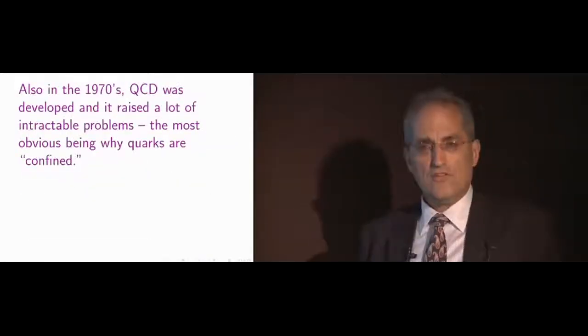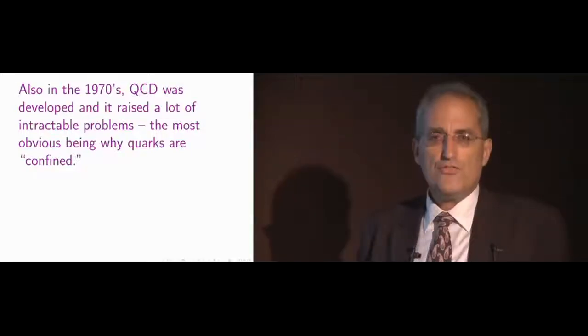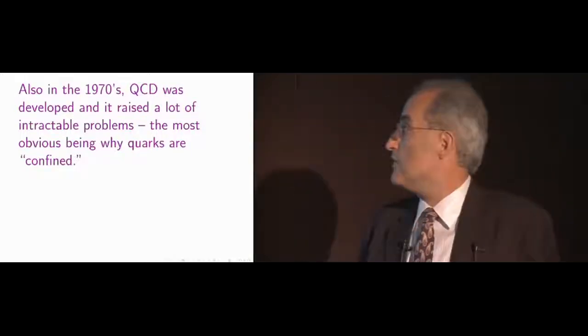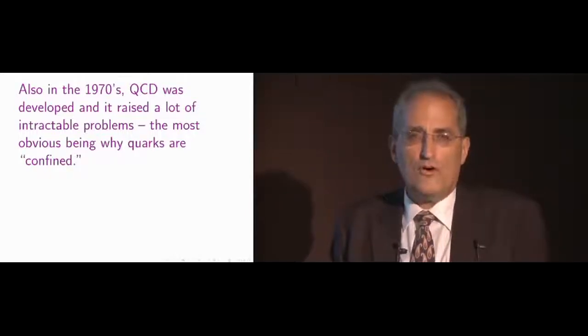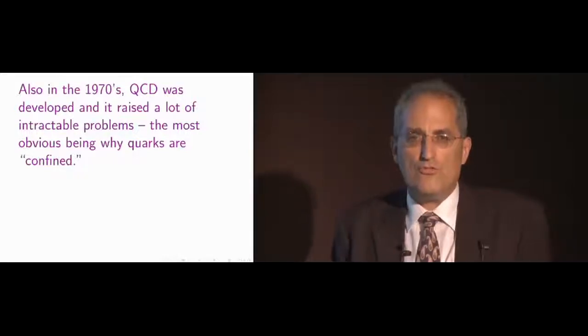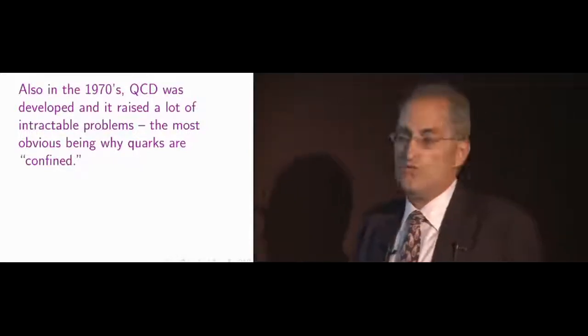Again, in the 70s, as I actually told you before, the modern theory of strong interactions emerged, and it raised a lot of intractable problems, of which the most obvious is that the strong interactions say a proton is made of quarks, but we never actually managed to observe an individual quark. The quarks are confined or trapped into objects such as protons.